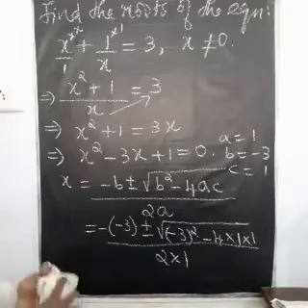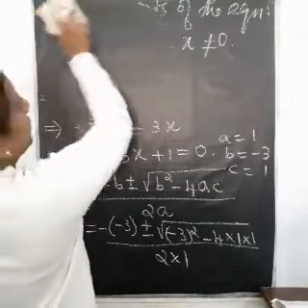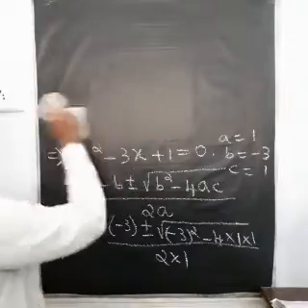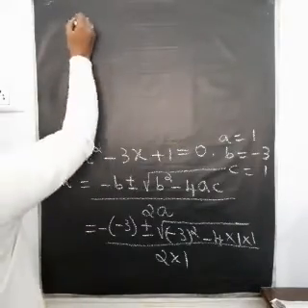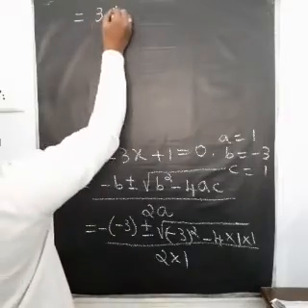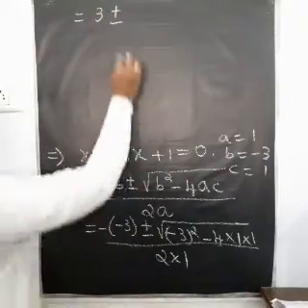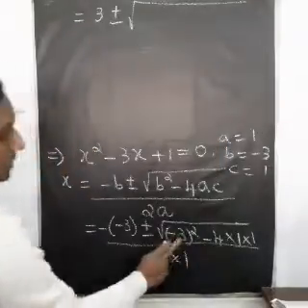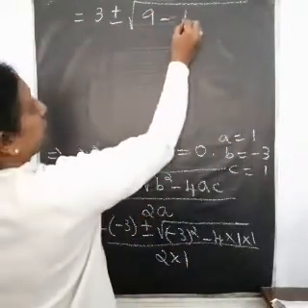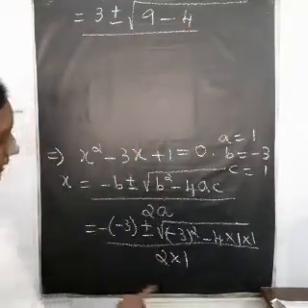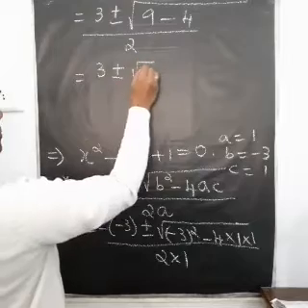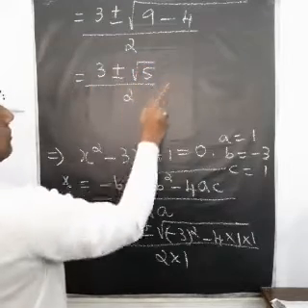So we have got this. Now let us continue. Minus into minus will give me plus, so 3 plus or minus. Here, minus 3 into minus 3 will give me 9, plus 9 minus 4, divided by 2. So what will you get? 3 plus or minus root 5 by 2. This will be my answer.